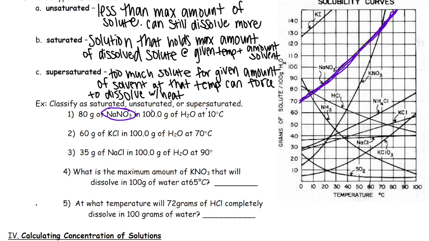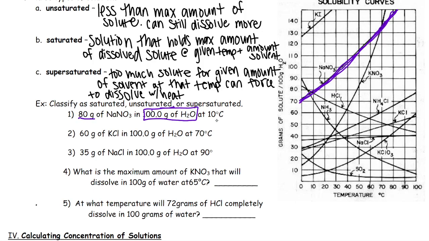Once you've identified the line that matters, every single other curve on the entire graph effectively doesn't exist for this question. What this is asking us is: 80 grams of NaNO3 dissolved in 100 grams of water, which is what the graph is made for, at 10 degrees Celsius, is that going to be saturated, unsaturated, or supersaturated? So I need to find the point where all of those things meet. Keep in mind that this 100 grams of water is just how the graph is made, so we can pretty much ignore that part.